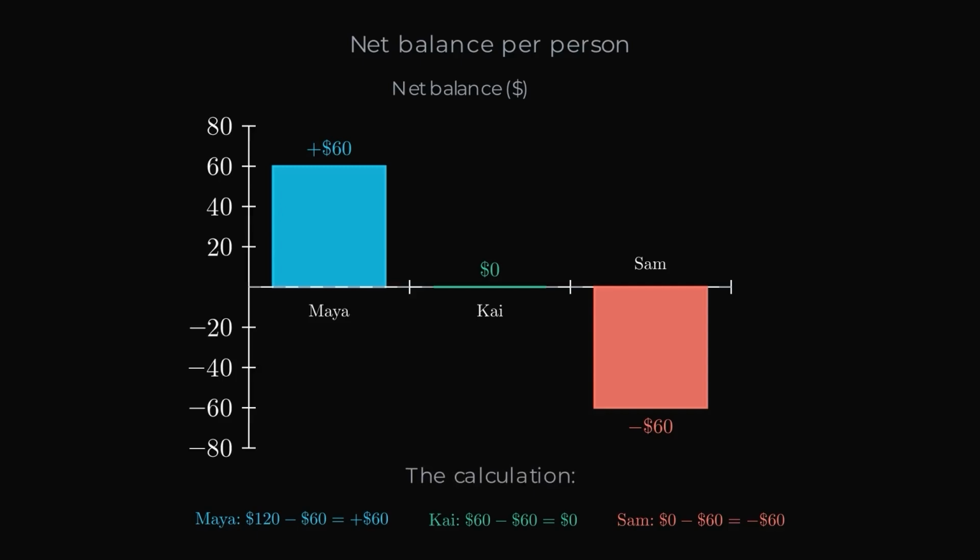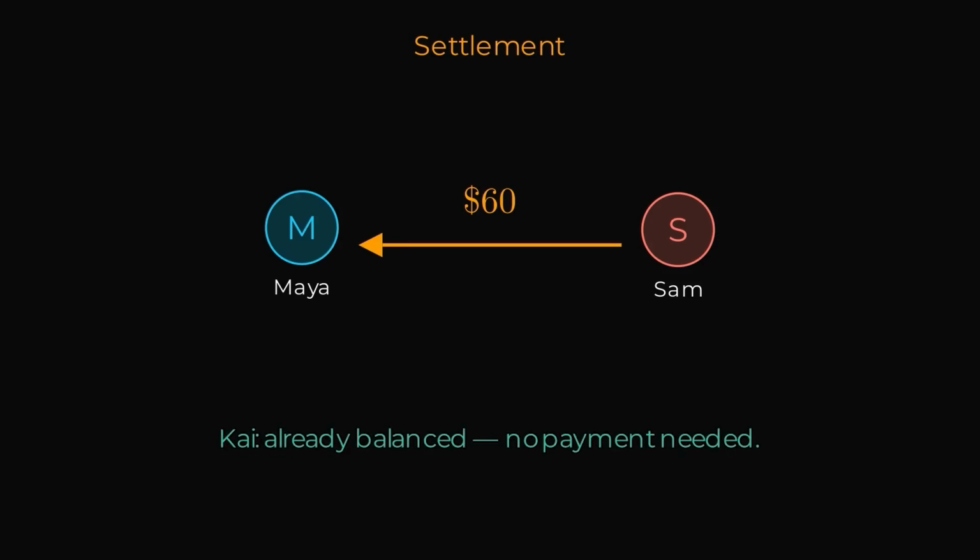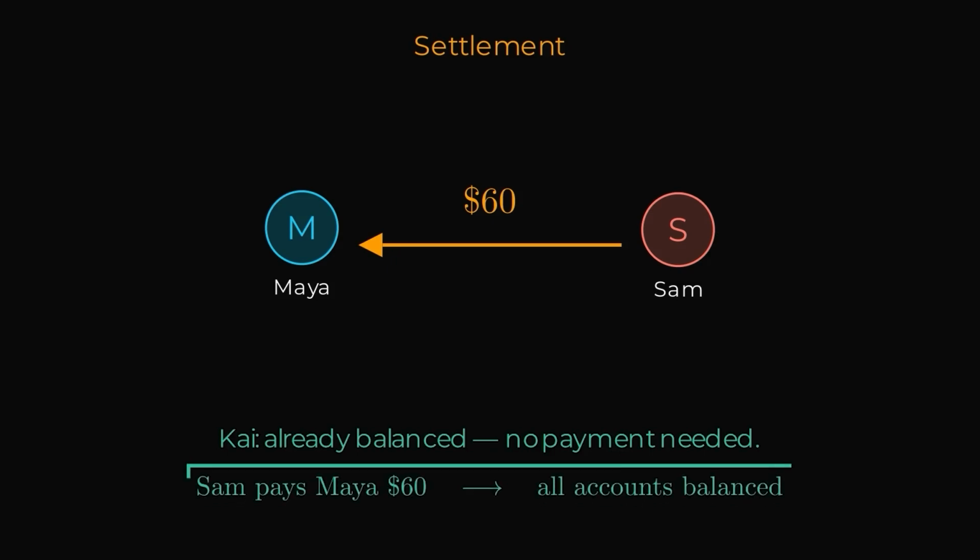The calculation takes 3 seconds once you know the framework. The settlement is now obvious. Sam owes $60. Maya is owed $60. Sam pays Maya $60 directly. One transaction, accounts cleared. Kai's account was already at 0. He paid exactly his fair share, so he neither receives nor pays anything. A single payment between 2 people settles a trip shared by 3.